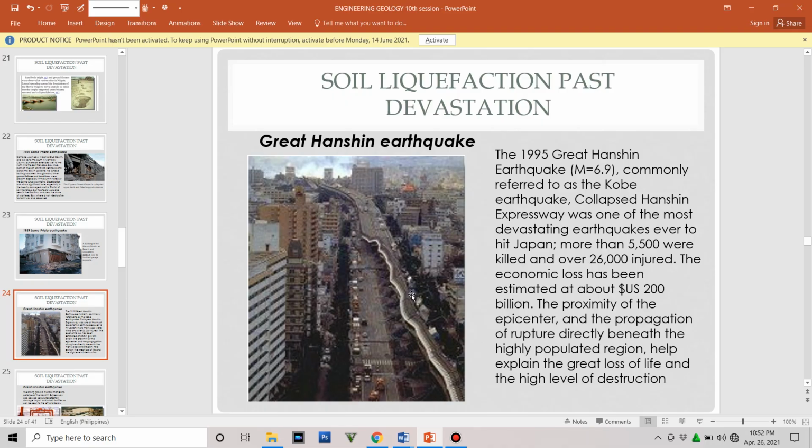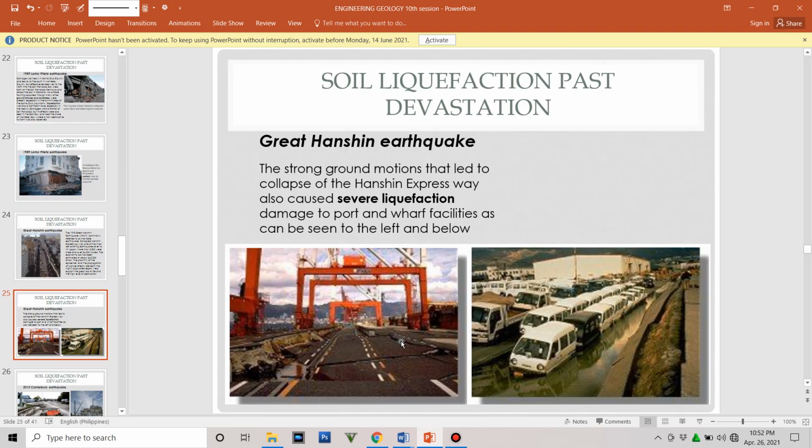So imagine in the picture here a collapsed expressway, tumagilid. So that is so devastating. So the strong ground motions that led to the collapse of Hanshin Expressway also caused severe liquefaction. Okay. So we can see here the damage to port and wharf facilities as can be seen to the left and below. Okay.